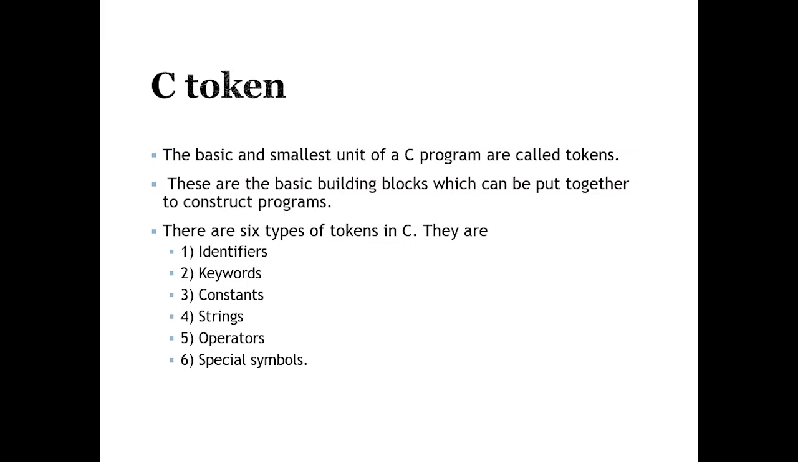There are six types of tokens which are available in C, and they are called identifiers, keywords, constants, strings, operators, and special symbols. So let us look at a few of them in this class and the remaining we will see in the other class.